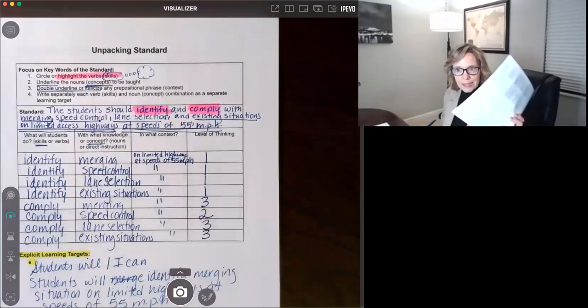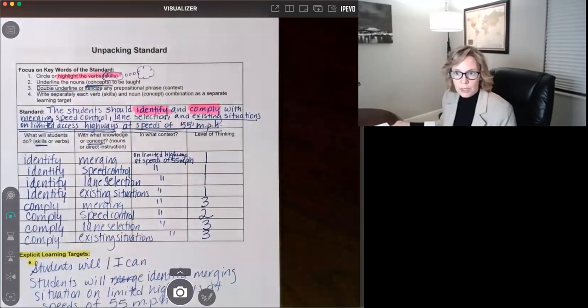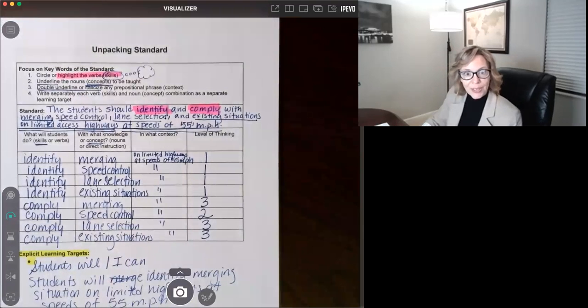And so spend some time studying this cognitive rigor matrix, and then help me decide which level of rigor, 1, 2, 3, or 4, each of these explicit learning targets fall into. So now what I want you to do is print off that cognitive rigor matrix. I want you to go back to your unpacked standard, and it's time for you to apply this now too. Off you go.